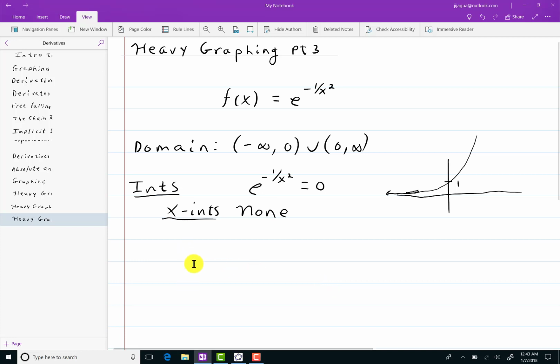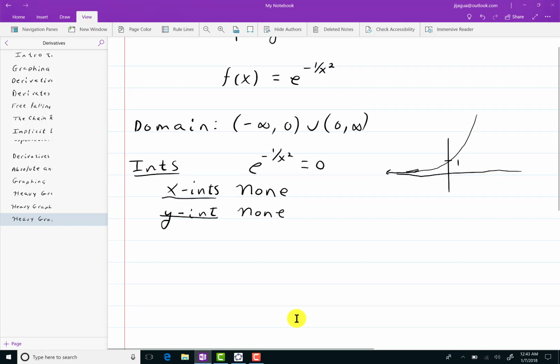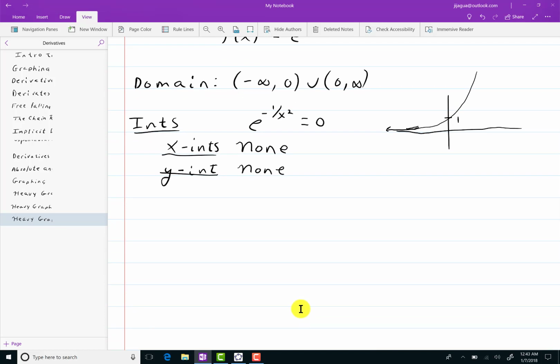How about y-intercepts? Well, in order to have a y-intercept, I would have to allow x to be equal to 0, and that is specifically prohibited in this problem. So there's none. Already a very odd function indeed. No zeros, no y-intercepts. Well, let's go on with first derivative stuff then.